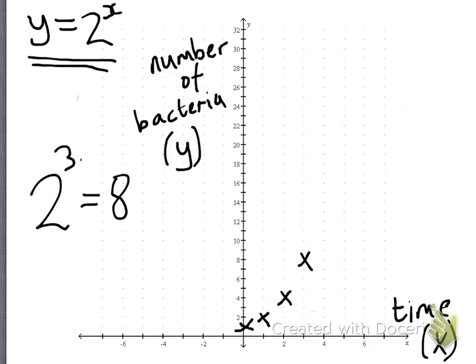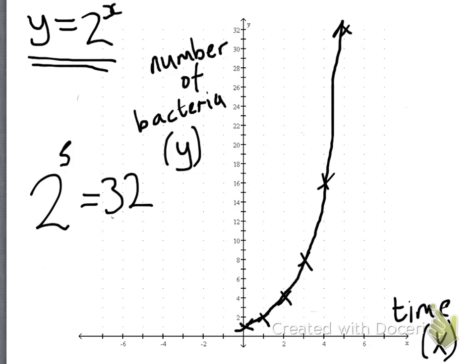so that's there. Again, after 4 minutes, I can only fit so much on here, 2 to the 4 is 16, I've got 16 bacteria, which is about there. And finally, after 5 minutes, I have 32, 2 to the power 5, 2 times 2 times 2 times 2 times 2 is 32, and that's way up here, okay? So remember, things are starting to go really quickly, okay? So, all I've done is got as far as this. After 5 minutes, we've got 32 bacteria.